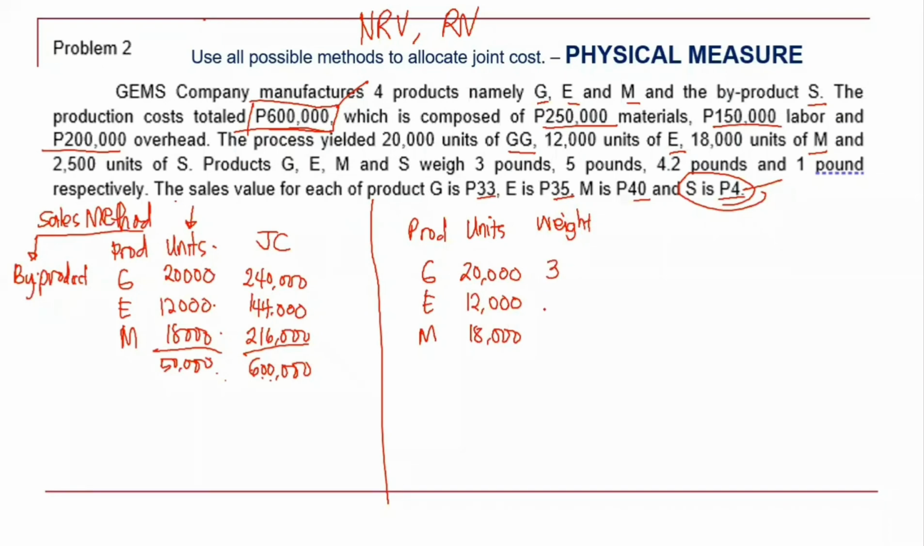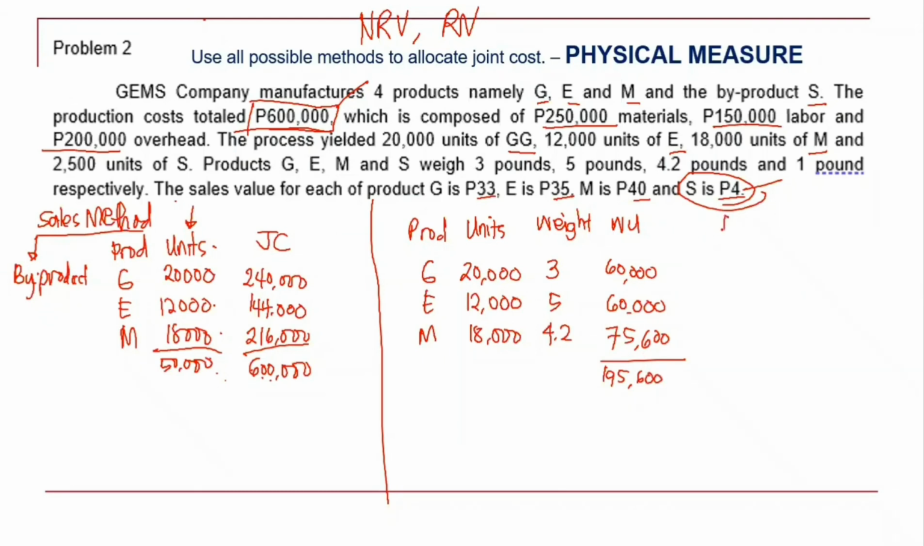So we have 3 pounds, 5 pounds, and 4.2 pounds. Again, hindi natin pinansin yung S kasi walang joint cost na maa-allocate sa byproduct. Okay? So weighted units natin ay 60,000. 60,000 din dito. And 75,600. Ayan. So ang total weighted units natin ay 195,600.